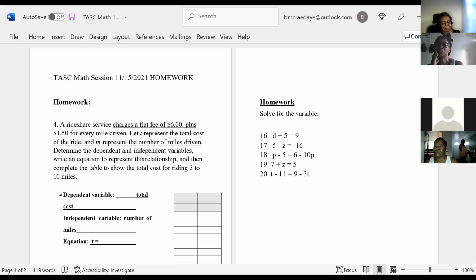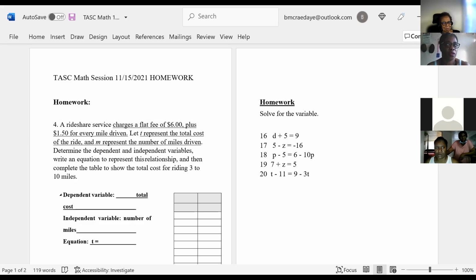M is your slope, right? M represents the number of miles driven. So how would you translate this to y equals mx plus b? The y is the T here. That's your total. So what would that be equal to?